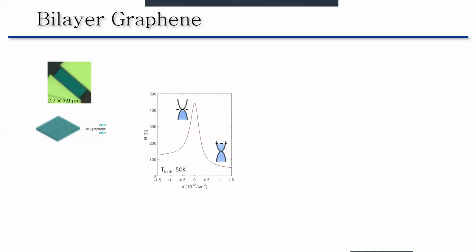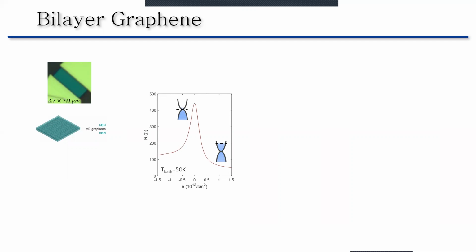So let's look at some data. Here is an actual device. This is a rectangular patch of bilayer graphene encapsulated in hexagonal boron nitride. That's also a 2D material. Here we get it in flakes, and it's a very good clean insulator that we use to keep that graphene away from the disorder that exists on the substrate, keep it nice and flat, and so on. So first, we measure the electrical resistance. Here's the electrical resistance of this patch of bilayer graphene as a function of the density.